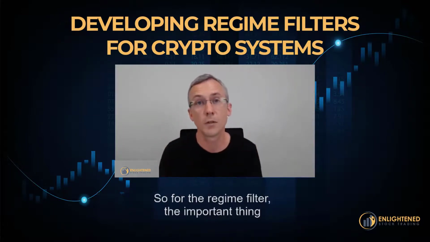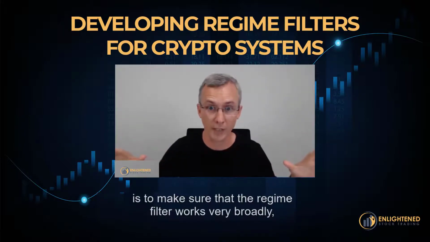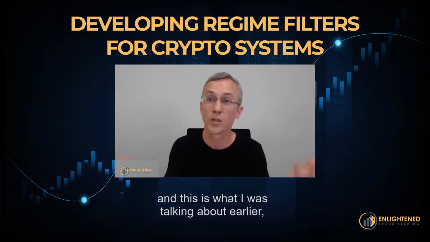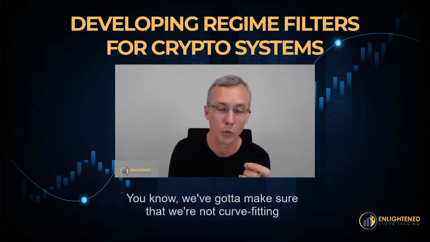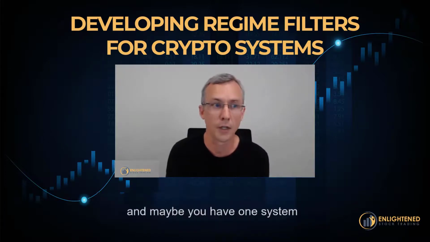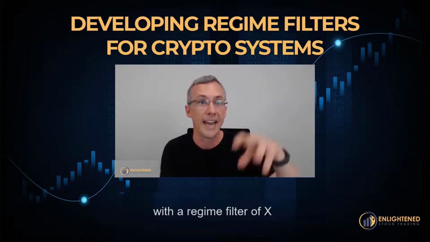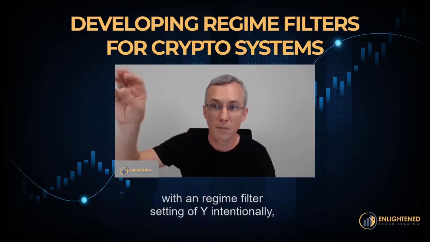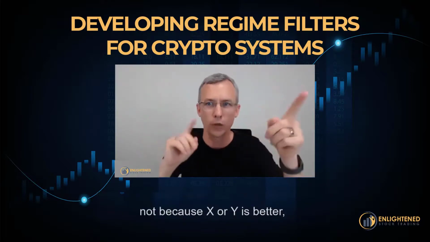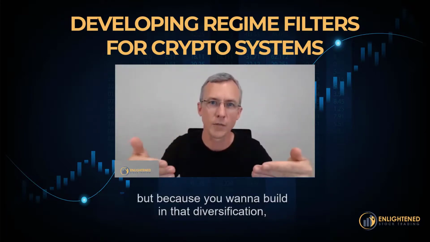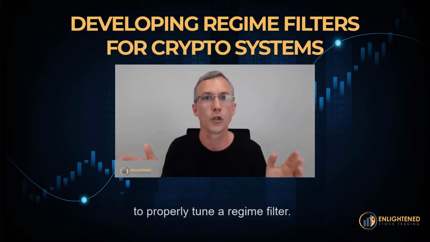So for the regime filter, the important thing is to make sure that it works very broadly, no matter what the settings. And this is what I was talking about earlier, the stability of the system. We've got to make sure that we're not curve fitting. Maybe you have one system with a regime filter setting of X and another system with a regime filter setting of Y, intentionally, not because X or Y is better, but because you want to build in that diversification, because we don't really have enough bull bear cycles yet to properly tune a regime filter.